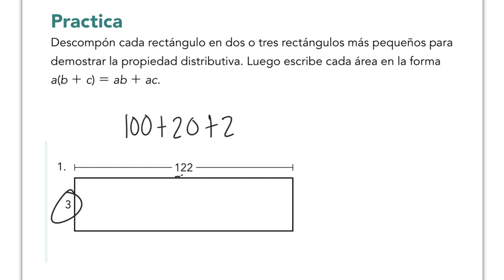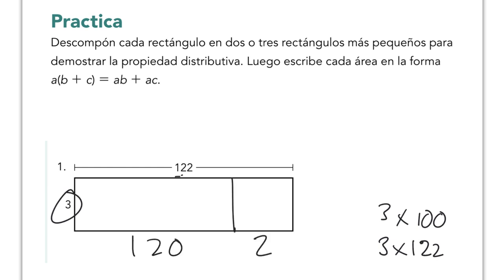And then I try to think about what's a little bit easier for me to multiply instead of doing 3 times 122, right? So if I write 3 times 122, that's a little bit different than if I write 3 times 100, right? Okay, so let me go ahead and show you what I mean.